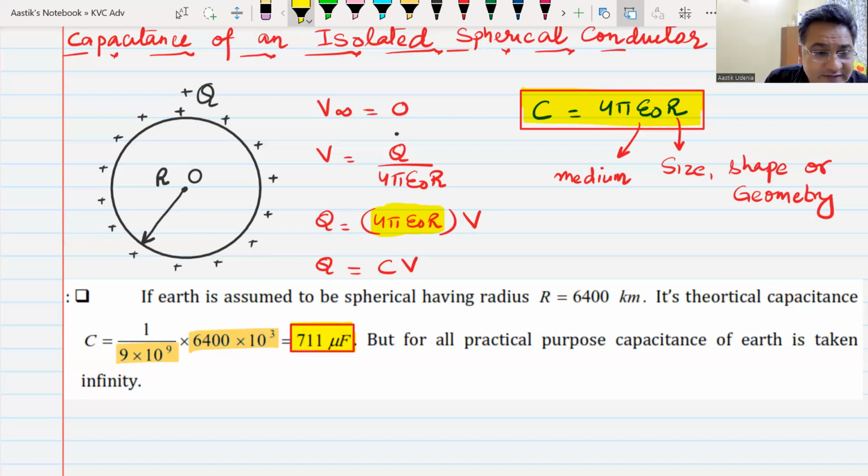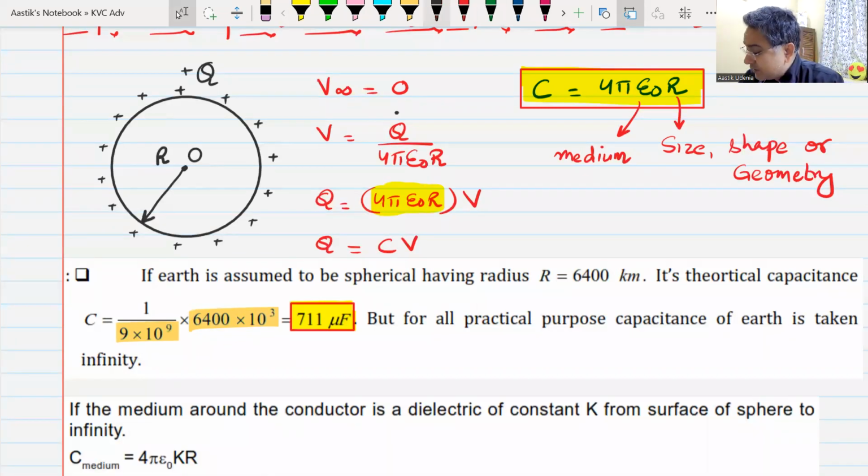This is the capacitance of an isolated spherical capacitor. If it is placed in a medium whose dielectric constant is K or whose relative permittivity is K. I hope you remember the term relative permittivity. Yes or no? Yes, sir. Then the capacitance becomes 4 pi epsilon naught into K into R.